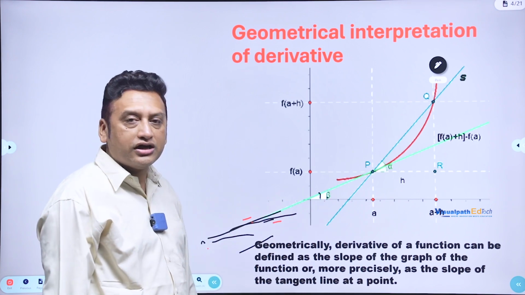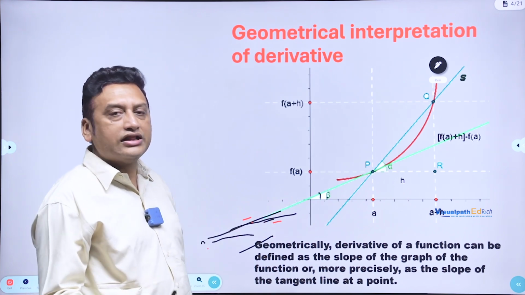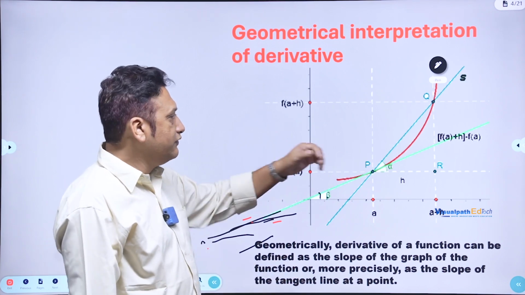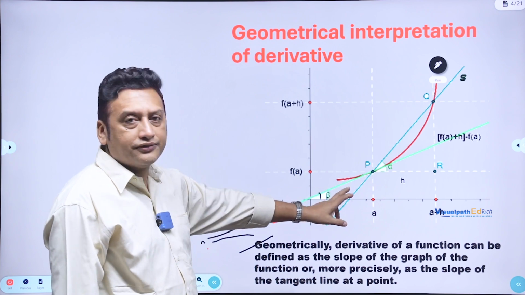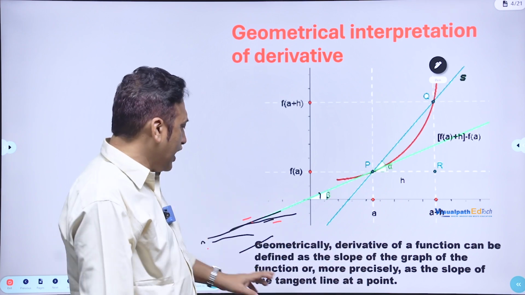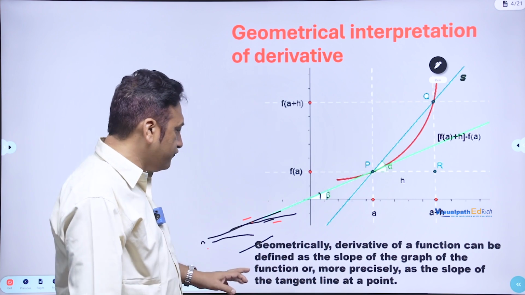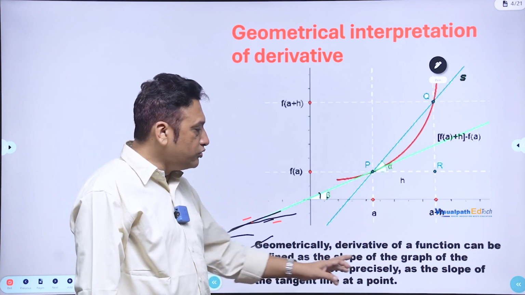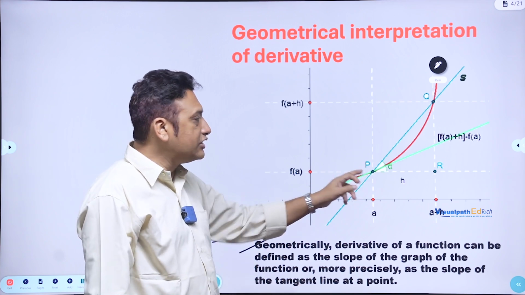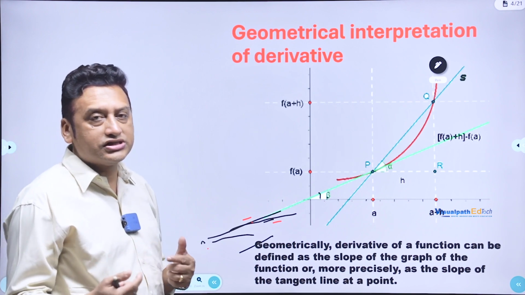In this case, it is beta. So tan beta will be the value of the slope of the line, and that will also be equivalent to the derivative of the given function at the given point. So I repeat, geometrically, derivative of a function can be defined as the slope of the graph of the function, or more precisely as the slope of the tangent line at a point on the curve. So this is the definition geometrically of what we say derivative.